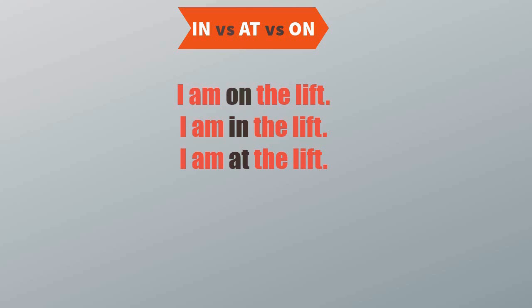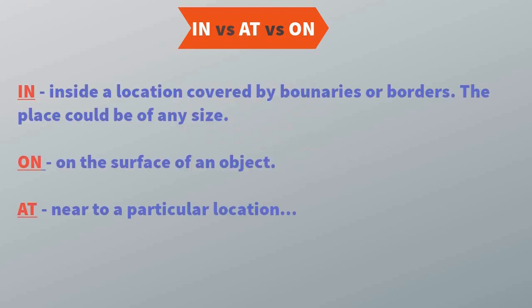So at can be used with any object, meaning near that object. On will mean on the surface of it, and in will mean inside that particular location or place or object. So guys, use in to talk about a bigger location, right? To talk about a location which is covered by boundaries or borders, right? It could be small or big. Use on to talk about the surface of an object. When something is on top of something, use on with it. And use at to talk about specific locations. Use at to point out a particular location or direction. And you can also use at to talk about workplaces or places where something happens, to just give general location.